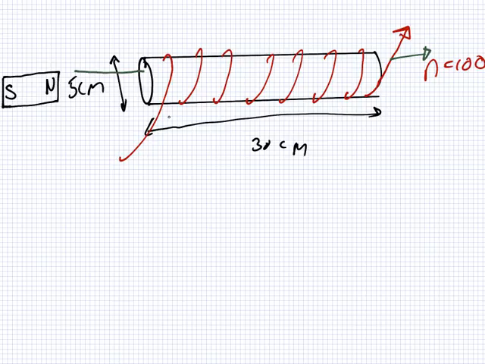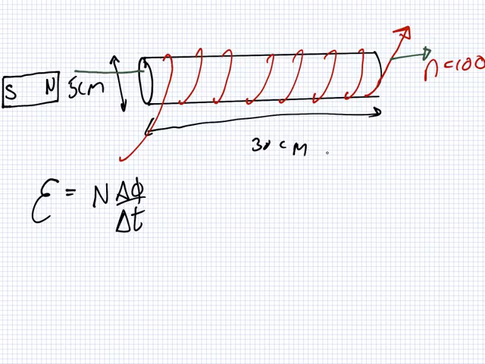So the sign I don't really care about, because I don't care about the direction of the voltage. I just want to know how much voltage it is. So I won't care about the sign. And the formula is N times the change in the flux over the time. Now, did I give you the time? 3 seconds. Okay.